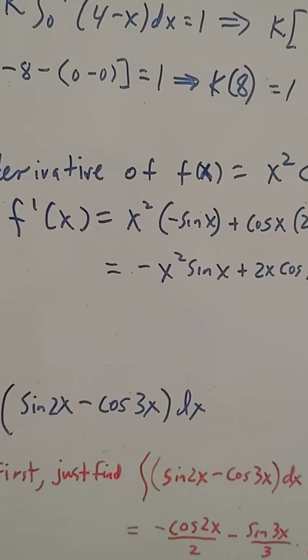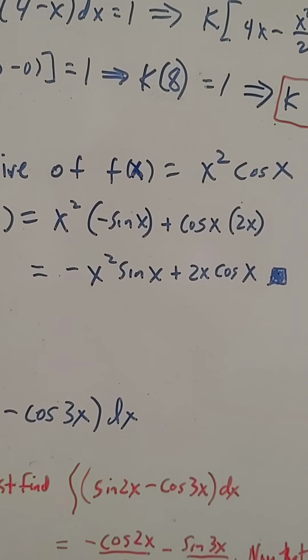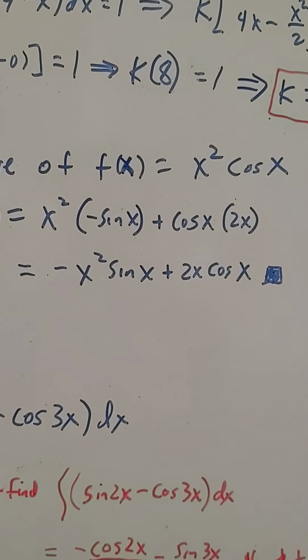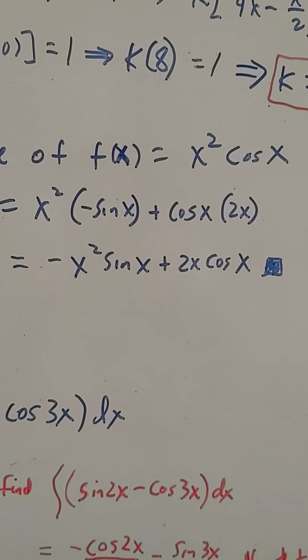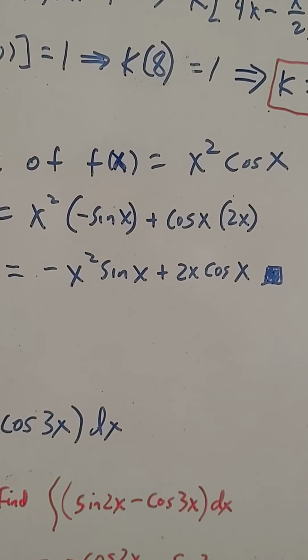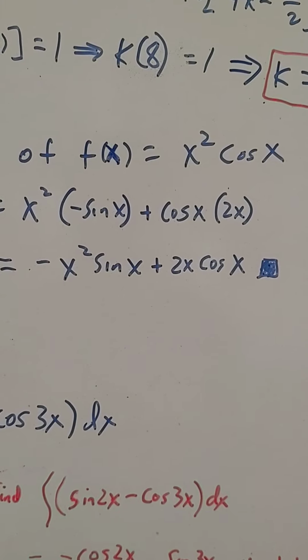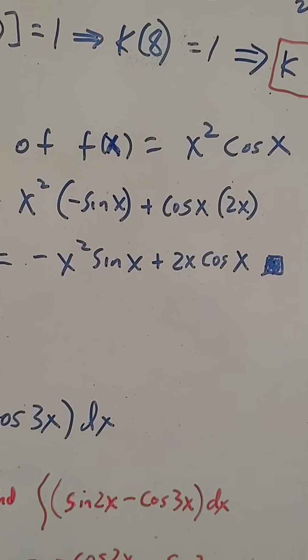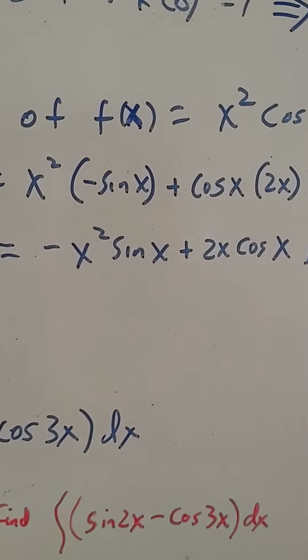F prime of x equals, so I want the first, x squared, times the derivative of the second. Well, the derivative of cosine x is minus sine x. And then it's going to be plus the second, which is cosine x, times the derivative of the first. And the derivative of x squared is 2x.